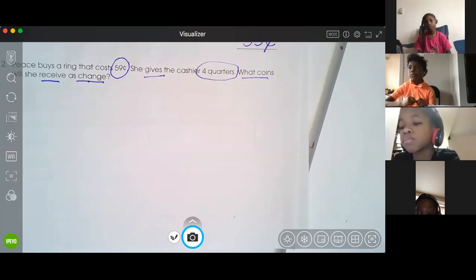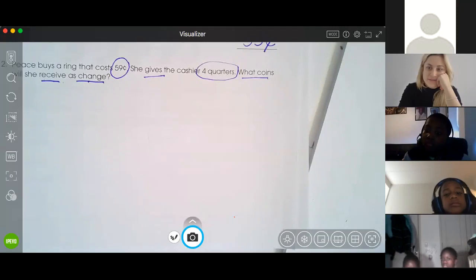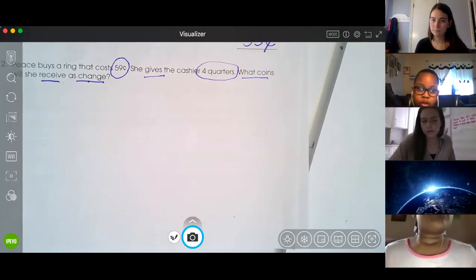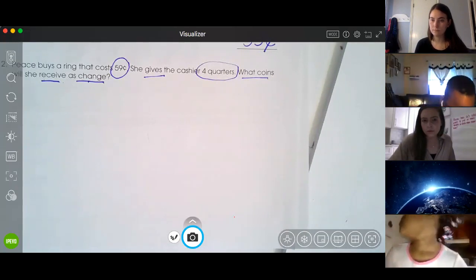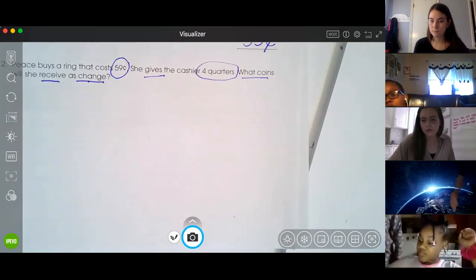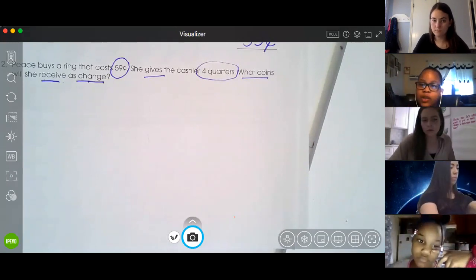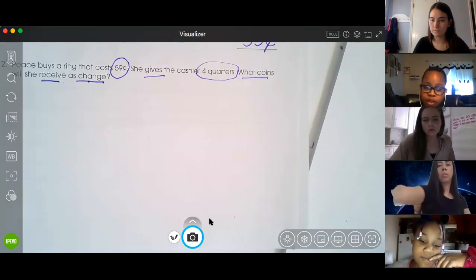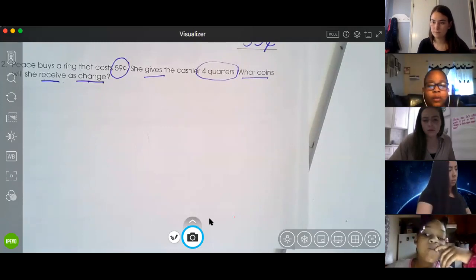Obina, quickly add on. I would like to add on because this is also telling us that we have to subtract because she gave the 100 cents, but you were supposed to minus it to make it a different number.